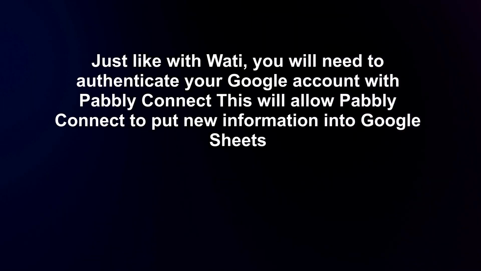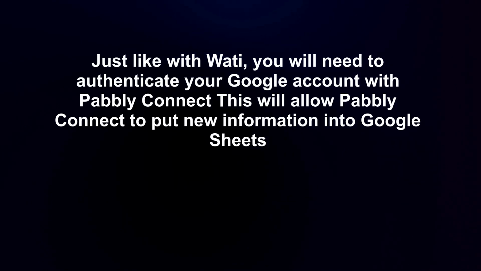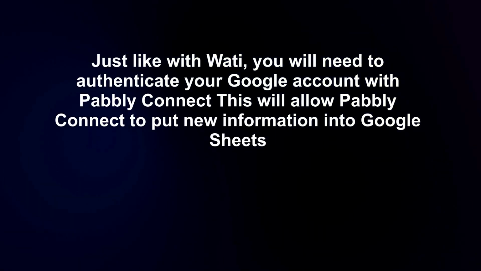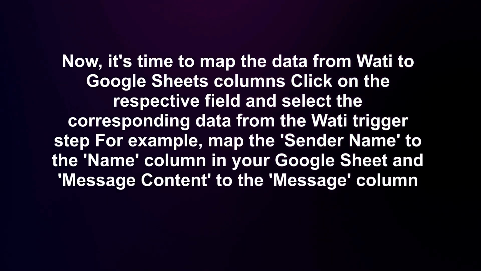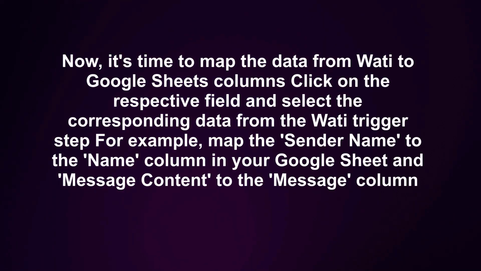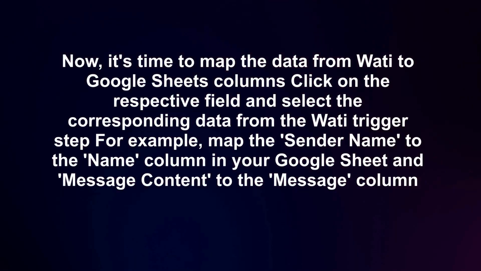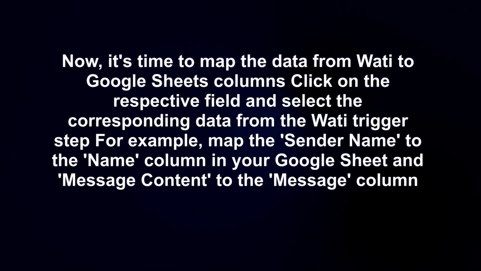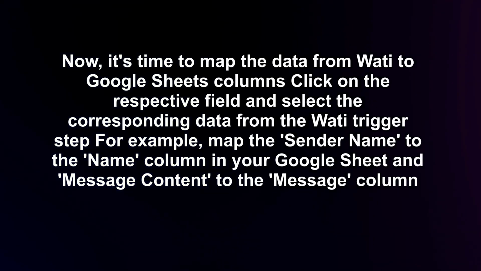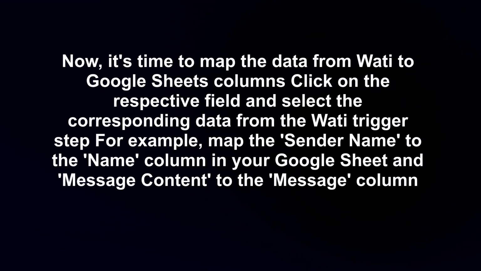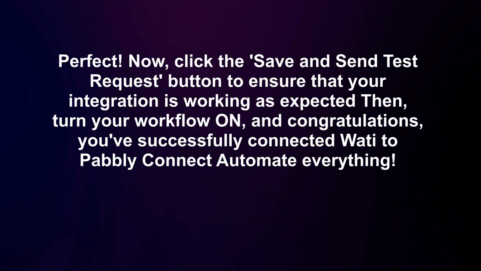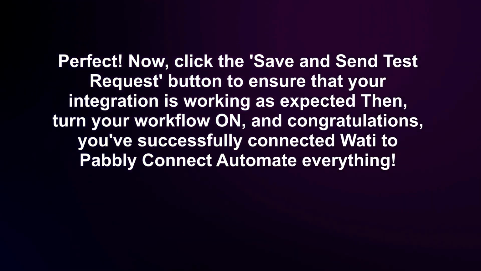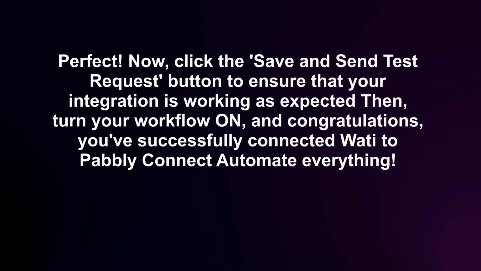Just like with Wati, you will need to authenticate your Google account with Pabbly Connect. This will allow Pabbly Connect to put new information into Google Sheets. Now, it's time to map the data from Wati to Google Sheets columns. Click on the respective field and select the corresponding data from the Wati trigger step. For example, map the sender name to the name column in your Google Sheet and message content to the message column. Perfect. Now, click the Save and Send Test Request button to ensure that your integration is working as expected.